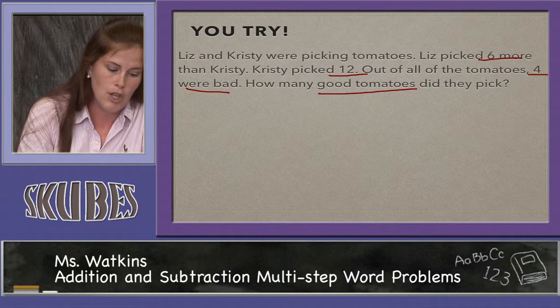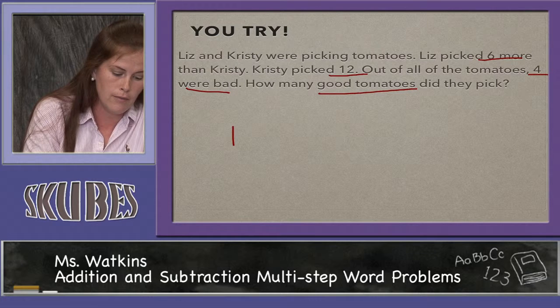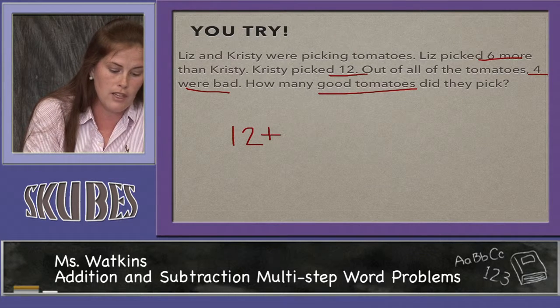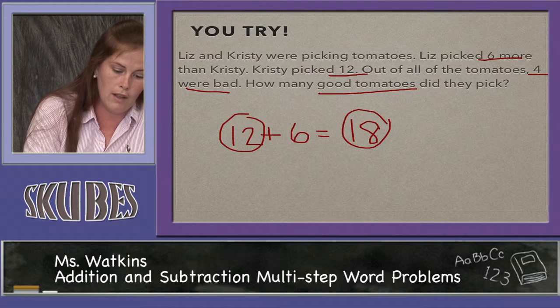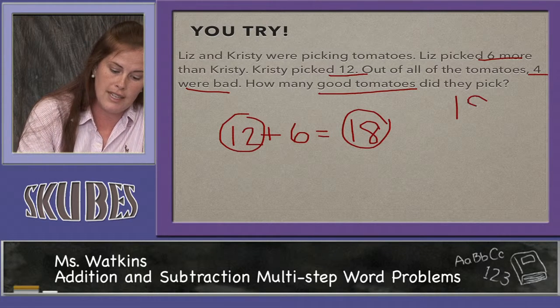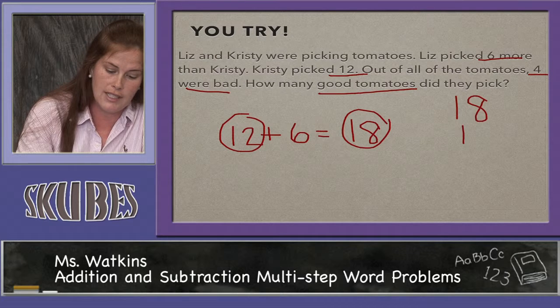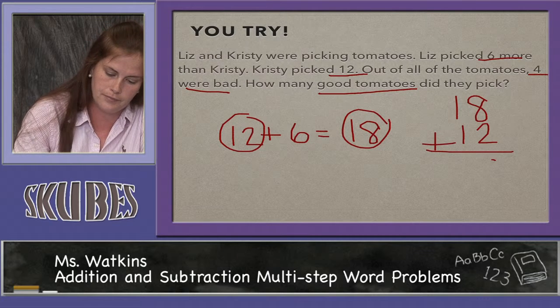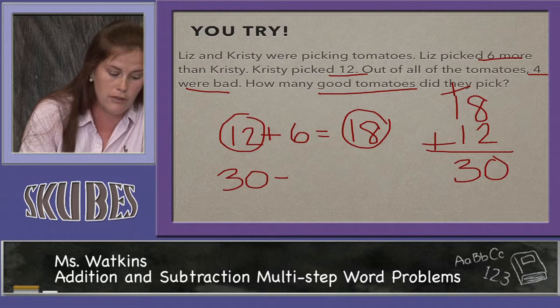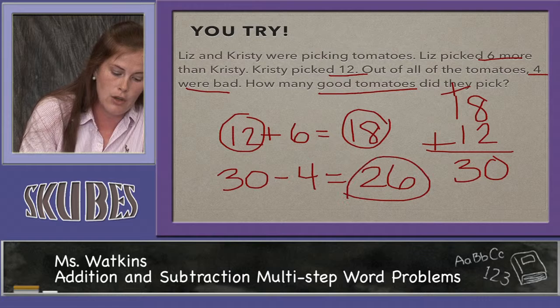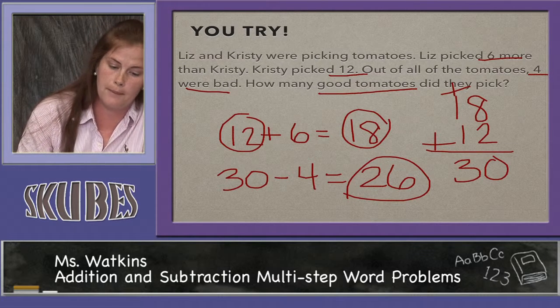So let's look at this. We know Christy picked 12 and Liz picked 6 more than Christy. So adding those together, we now know that Liz picked 18 and Christy picked 12. Add those two numbers together to get the total number of tomatoes they picked. That gives us 30. And remember, 4 were bad, so we have to subtract the bad tomatoes from the total number of tomatoes picked. 30 minus 4 equals 26, and that's the total number of good tomatoes that they were able to pick.